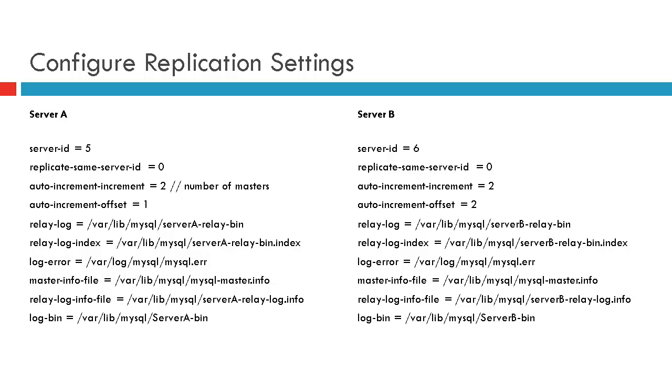The server ID has to be specified in order to enable the binary logging, which is really the basis of replication. The range for the server ID is 1 through 2 to the power 32 minus 1.